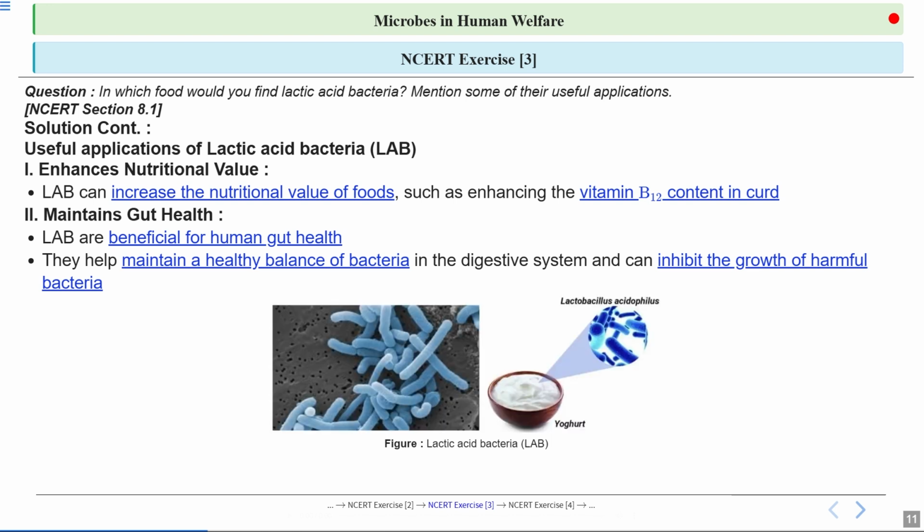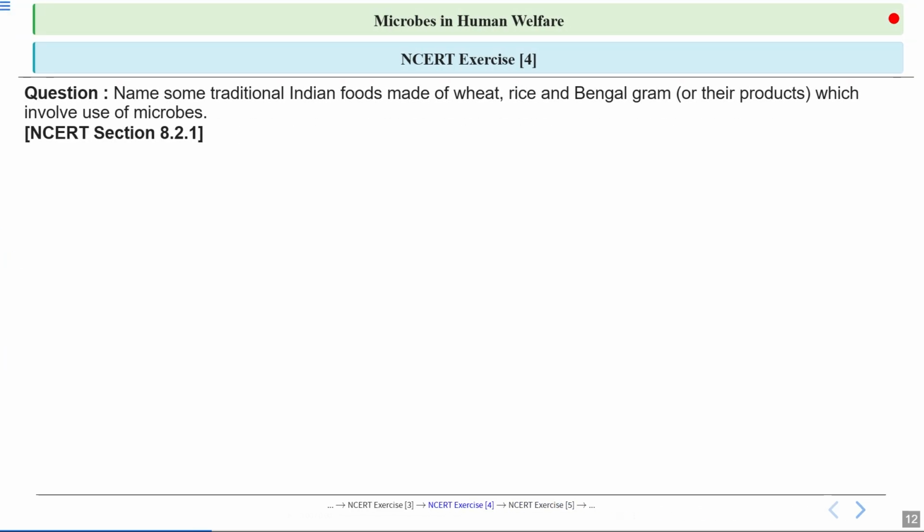Again, you can see the morphology of the lactic acid bacteria here. These bacteria are used for the preparation of yogurt, curd, and buttermilk as well. Next, name some traditional Indian foods made of wheat, rice and Bengal gram, or their products which involve use of the microbes.